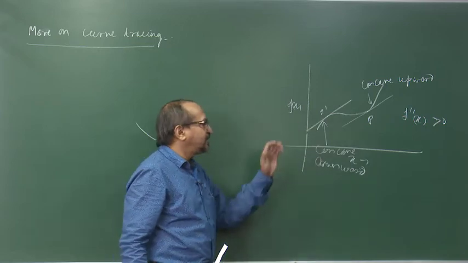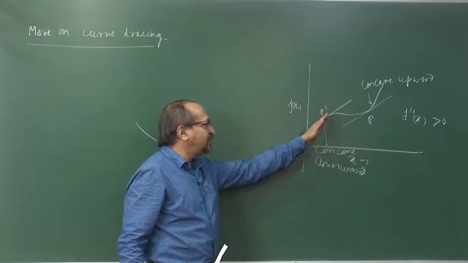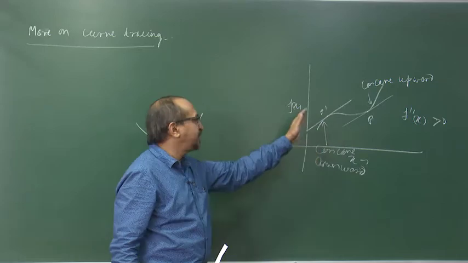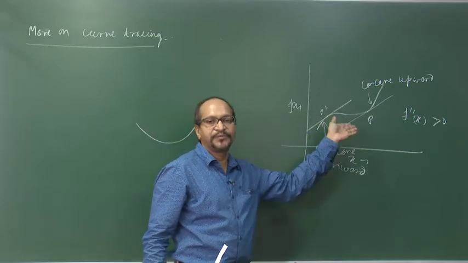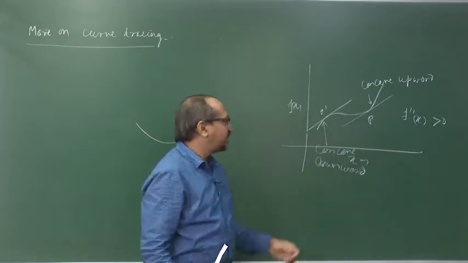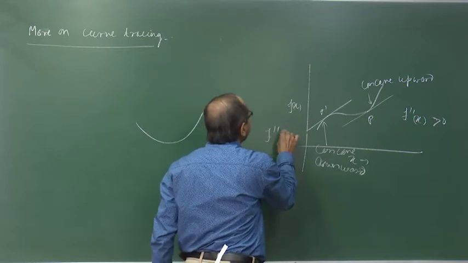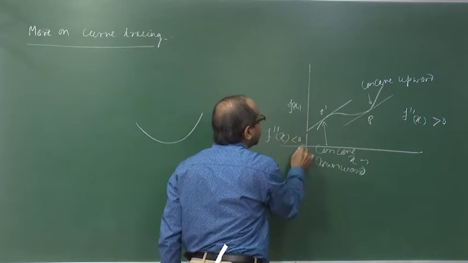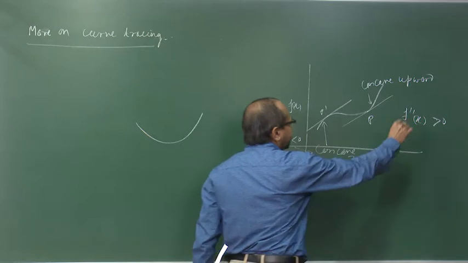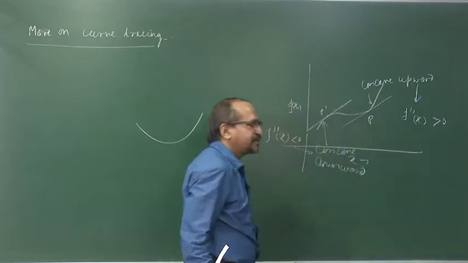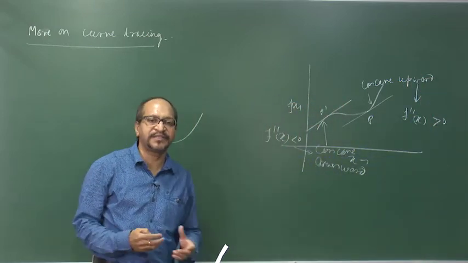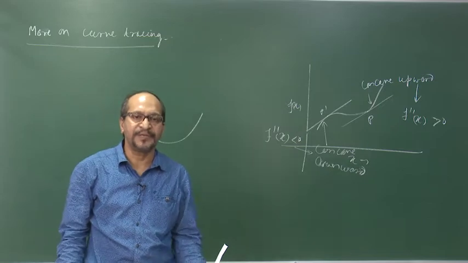So, here the first derivative is decreasing in the neighborhood of this point P. Therefore, the second derivative f double dash x will be less than 0 for this situation, and for this situation the second derivative is greater than 0. This is the test of concavity and convexity of a curve.